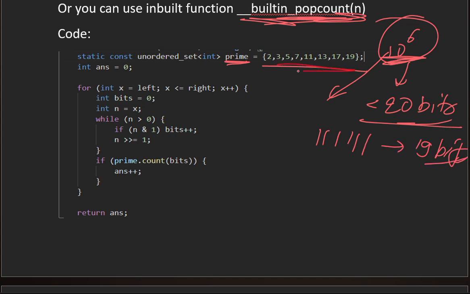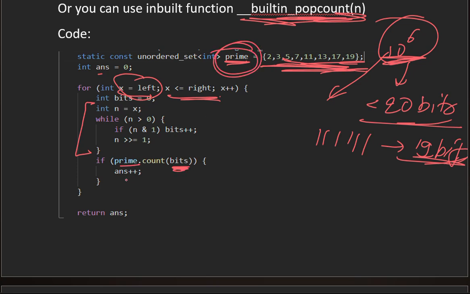So to check whether those bits are prime, we have stored all the prime numbers up to 19. Then we iterate from left to right, counting the number of bits in our current number, and then check whether this count of bits is present in this prime number set or not. If it is present, then we increase the answer, and at the end we return our answer.